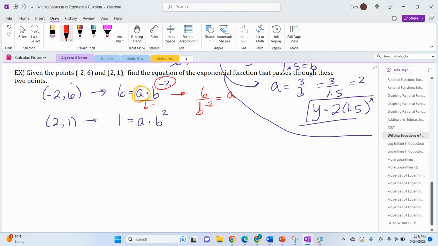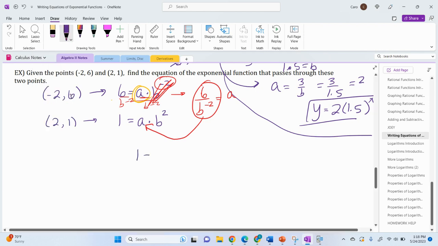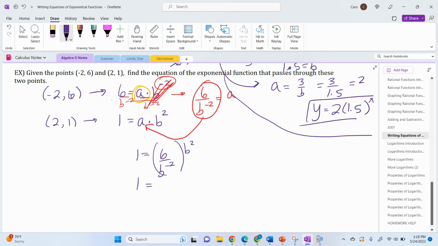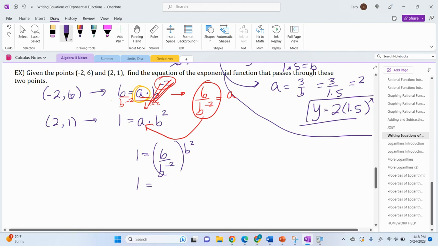So I just divided each side by b to the negative 2. That cancels, and I'm left with a. Okay, so now I know that a is 6 over b to the negative 2. Let's plug it into that equation there. So I have 1 equals 6 over b to the negative 2 times b squared. So 1 equals, okay, there's a couple ways to do this. You have 6b squared over b to the negative 2.